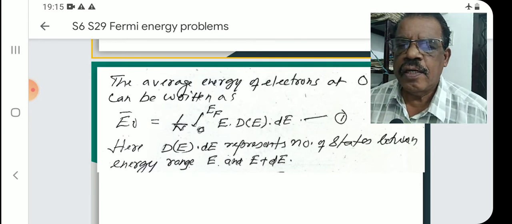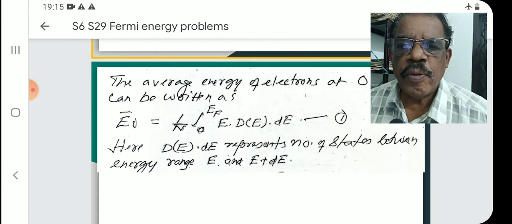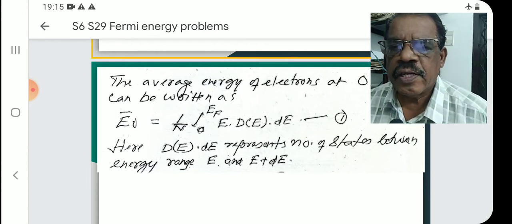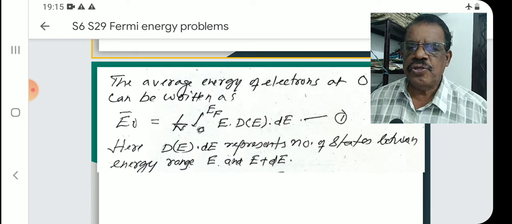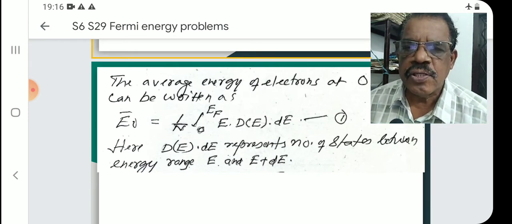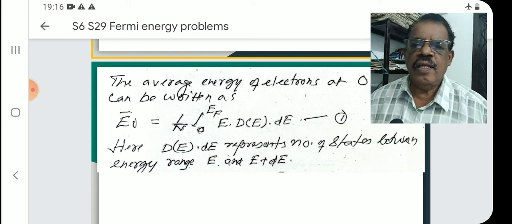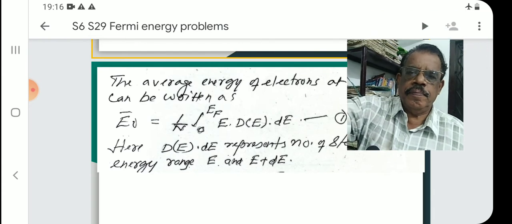Here g(E) dE represents the number of states between the energy range E and E plus dE.